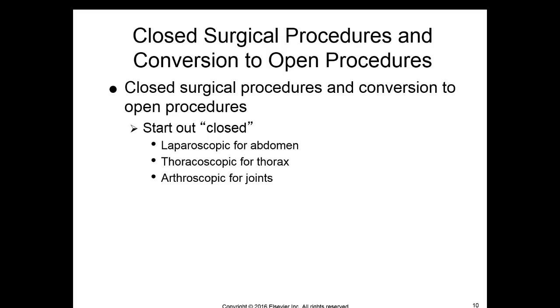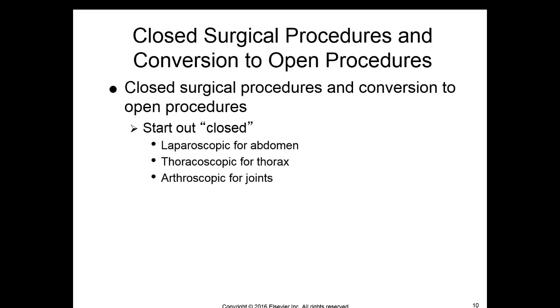Now, on the top of page 103, it talks about the different approaches. It talks about a laparoscopic approach, and this is when procedures are performed within the abdomen. Then there is a thoracoscopic approach, and this is when they perform procedures in the thorax. And then there's an arthroscopic approach, and this is when a procedure is performed within a joint.